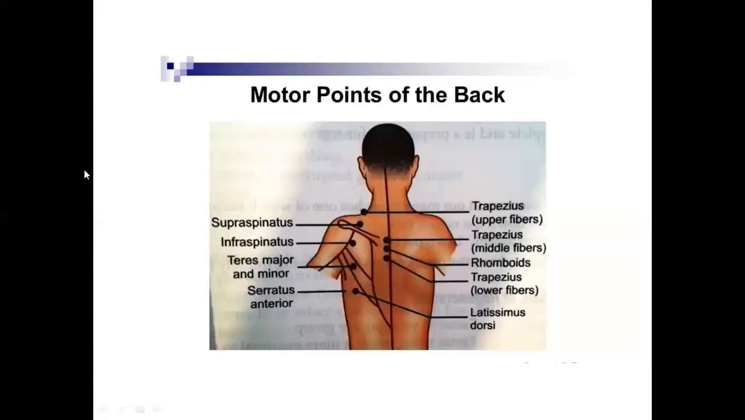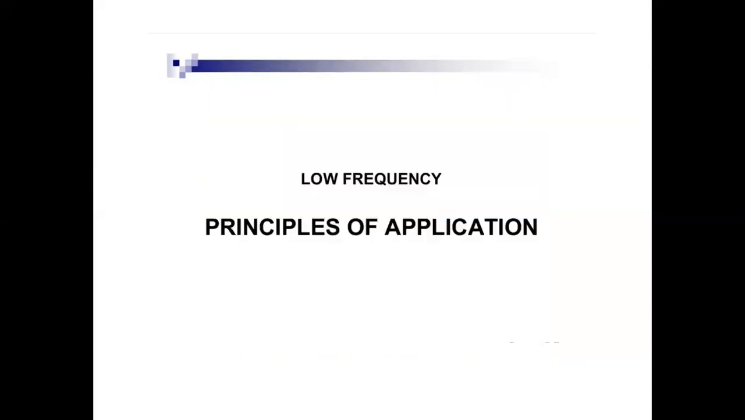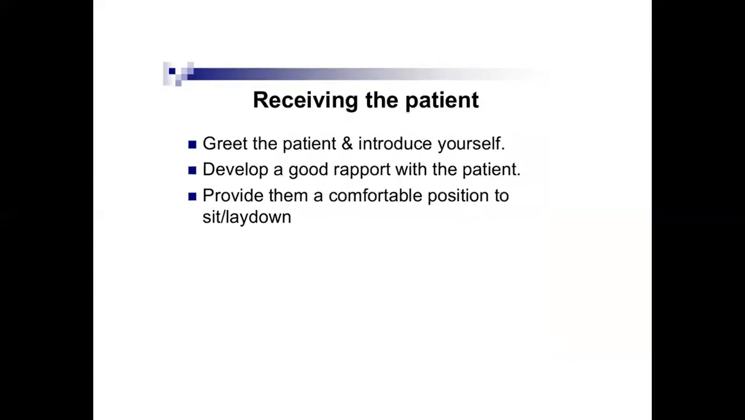Next up, we have motor points of the back. We have trapezius at this point, supraspinatus, infraspinatus, teres major and minor, serratus anterior, the latissimus dorsi at the medial side. We have the rhomboids, middle fibers of the trapezius, the upper fibers of the trapezius. Now moving on to the principle of the application of the slow frequency current.